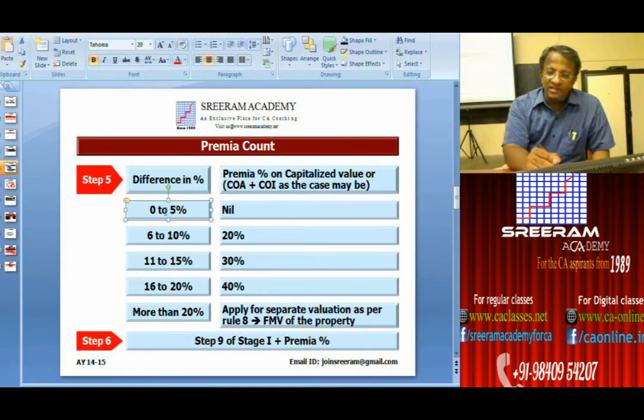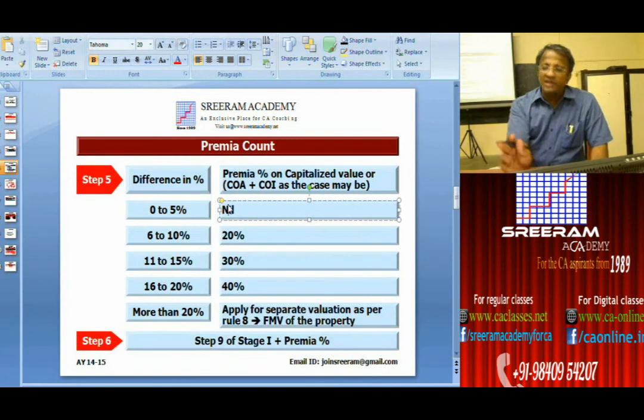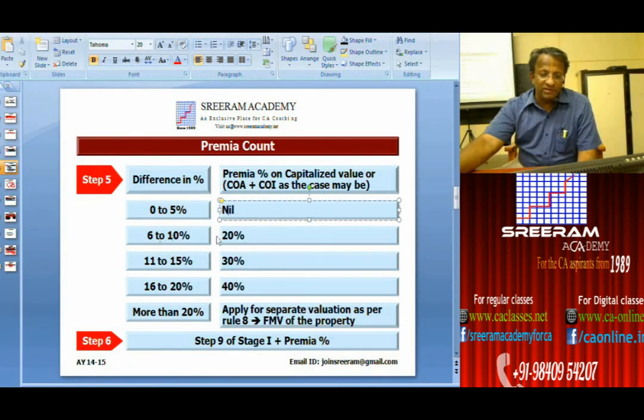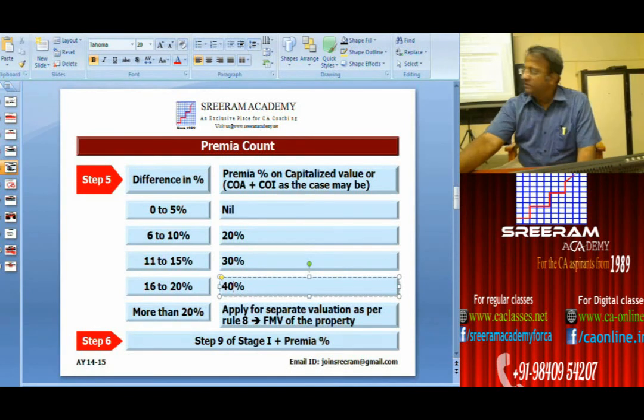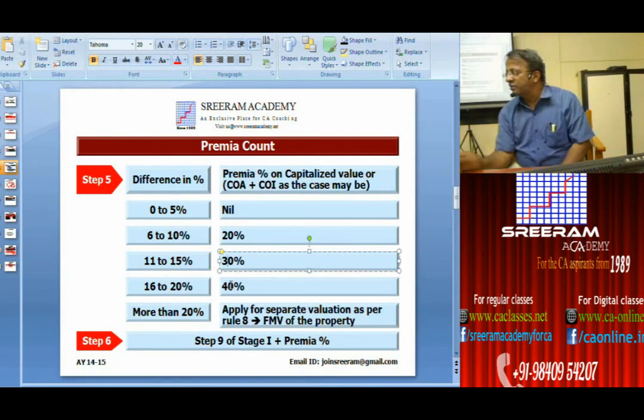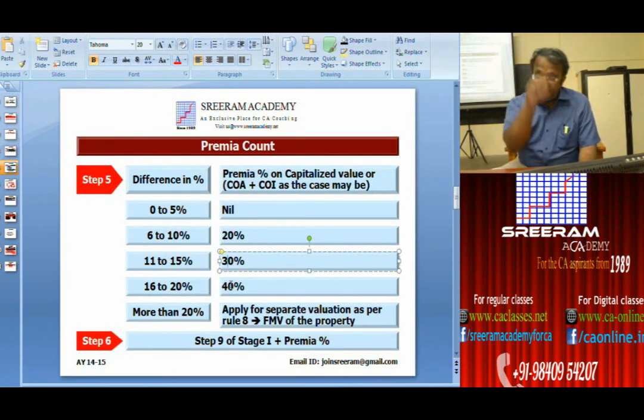And if it is in the range of 5%, add nil. If the difference were to be in the range of 6 to 10, add 20. If it is 11 to 15, add 30. If it is 16 to 20, add 40. How to remember? No, it is very simple. If it is 10, twice of. If it is 15, 30. If it is 20, 40. Some way you should remember. But remember this also.